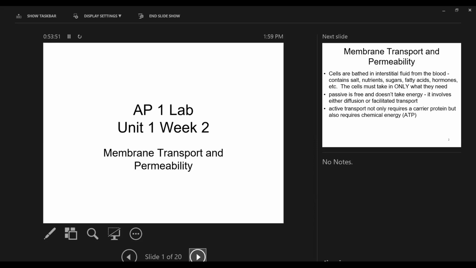Osmosis is a variation on diffusion. It's the movement of water across the membrane. Water will always go from a high water concentration to a low water concentration.